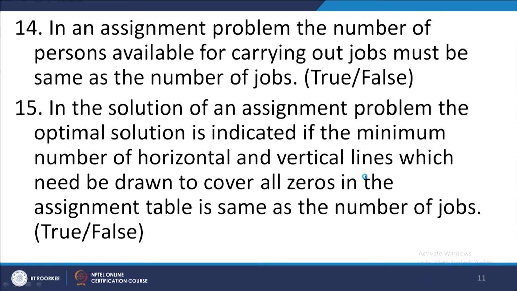Question number 14. In an assignment problem, the number of persons available for carrying out jobs must be the same as the number of jobs. True or false?